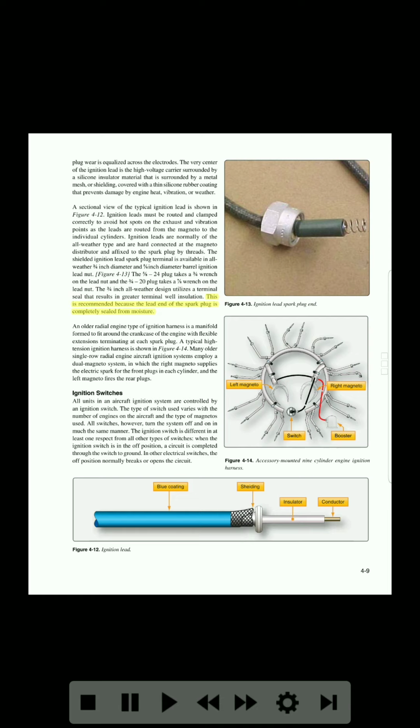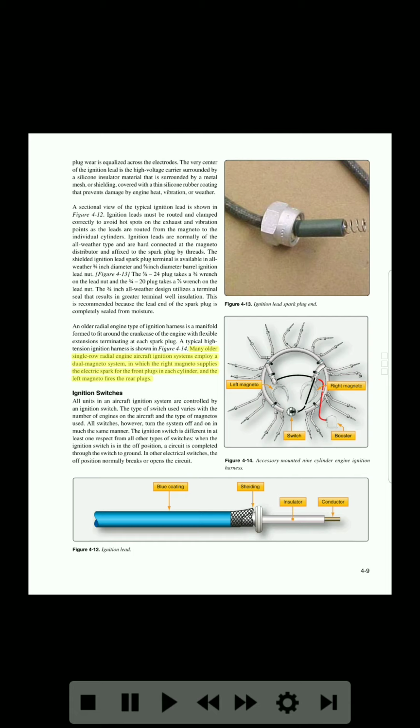This is recommended because the lead end of the spark plug is completely sealed from moisture. An older radial engine type of ignition harness is a manifold formed to fit around the crankcase of the engine with flexible extensions terminating at each spark plug. A typical high-tension ignition harness is shown in Figure 4-14.